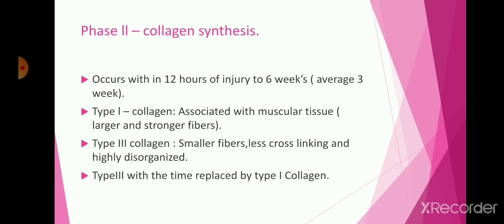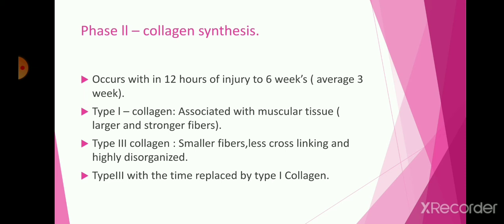Collagen synthesis in phase second occurs from within 12 hours of injury to 6 weeks, average 6 weeks. The size of the injury is responsible for the formation of collagen synthesis. Type 1 collagen is associated with muscular tissue. They may be larger and stronger tissue, whereas type 3 collagen consists of smaller fibers, with less cross-linking and highly disorganized. So type 3 is replaced with time by type 1 collagen.